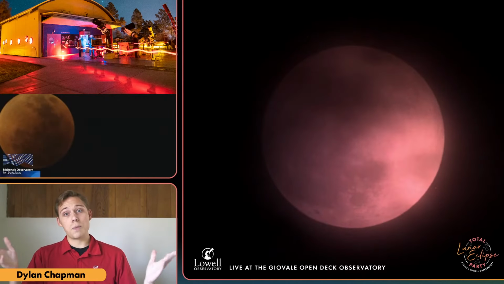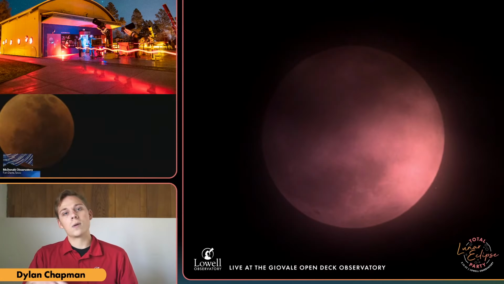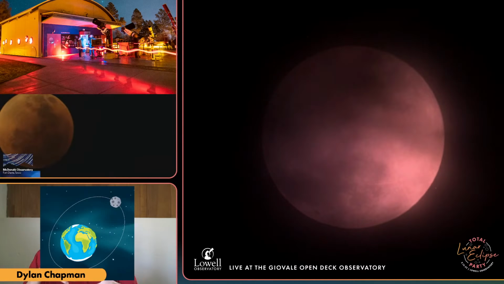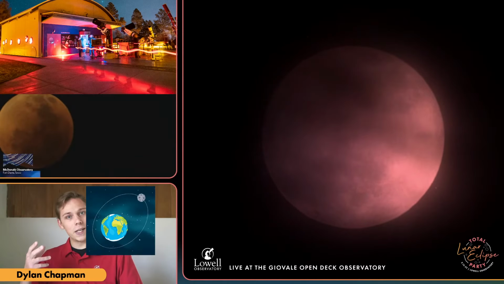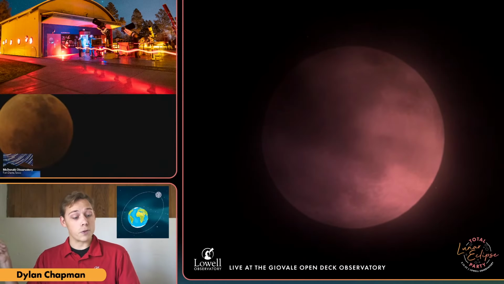The moon, as with most things in the universe, doesn't orbit in a perfect circle, rather it orbits in an ellipse. So this means at one point in the moon's orbit, it's a little bit closer to the Earth, and at one point it's a little bit further away.